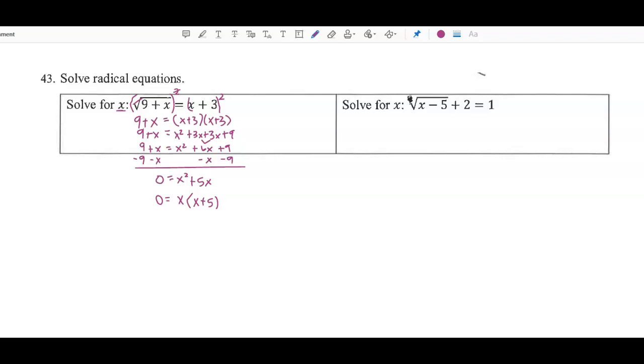So we set both parts equal to 0, so we have x equals 0, and then x plus 5 equals 0. All right, so this one's done. So x equals 0 would be one of my solutions. And then I could subtract my 5 over, and x equals negative 5.